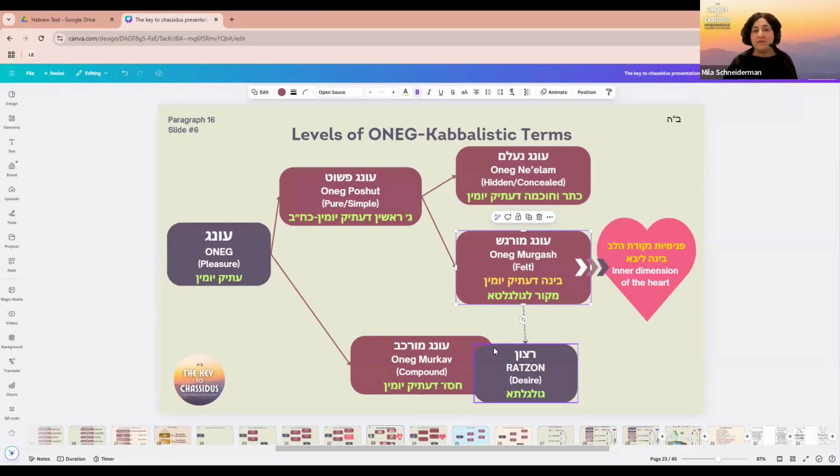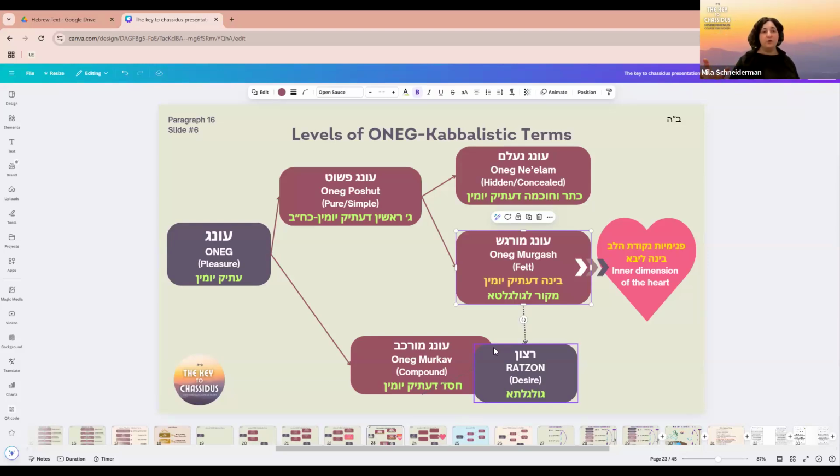If you're going to hear the Rebbe in Sicha saying, Penimius Nekudas HaLev, and you're like, oh, I know what that is. That's Bina of Atik Yomin. That's Bina of my Oneg. Okay, and what is Bina of your Oneg? It's Oneg Murgash, Pashut. It's a simple Oneg which is felt.